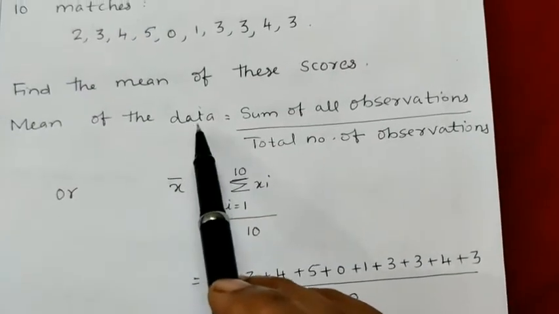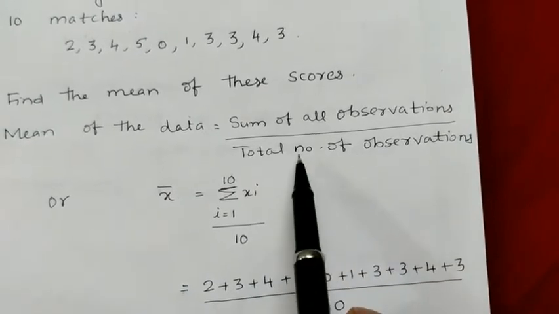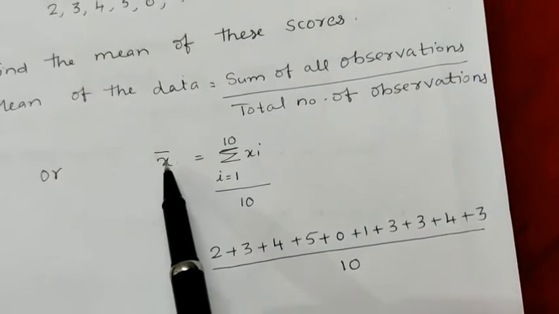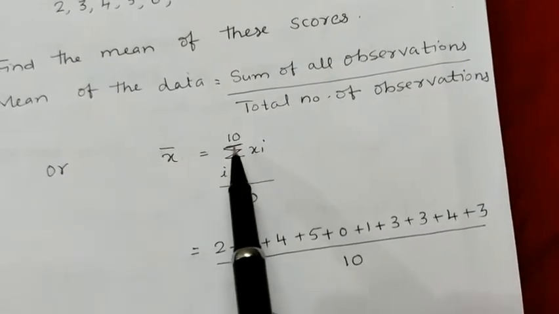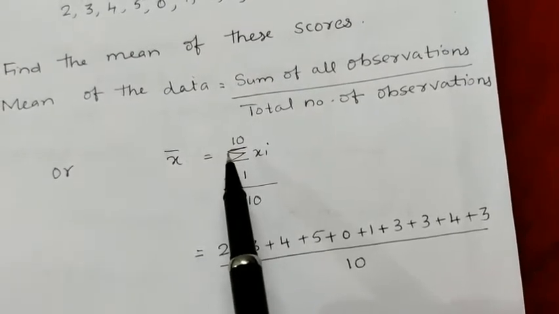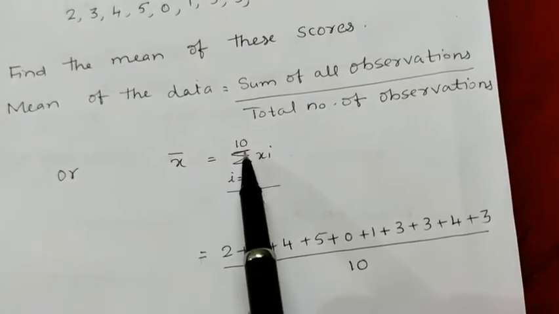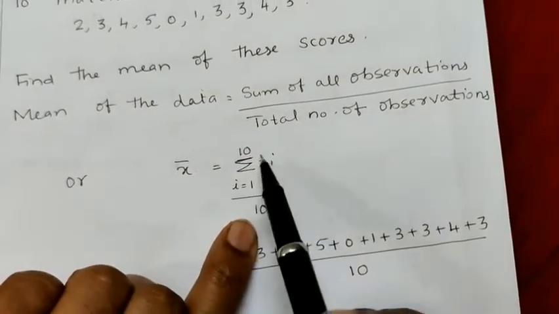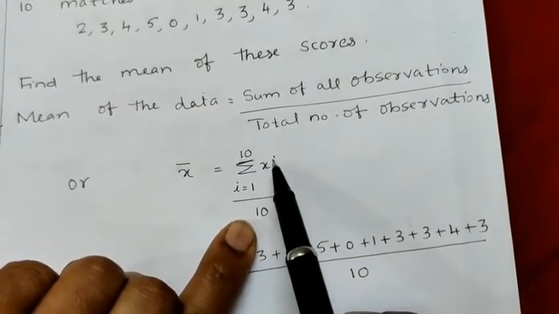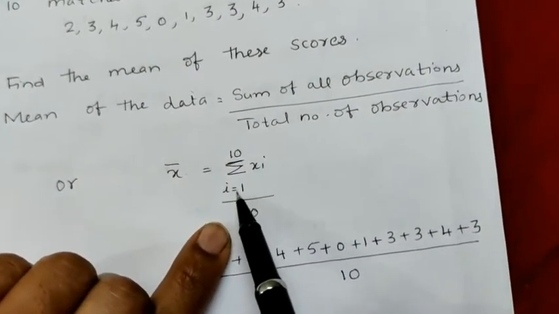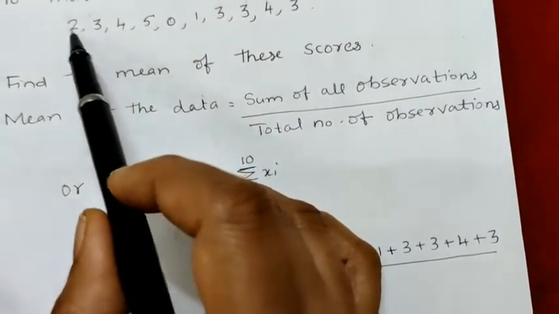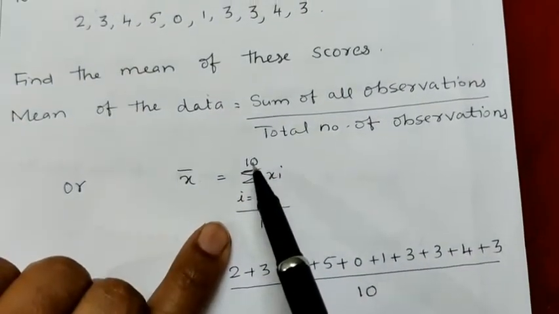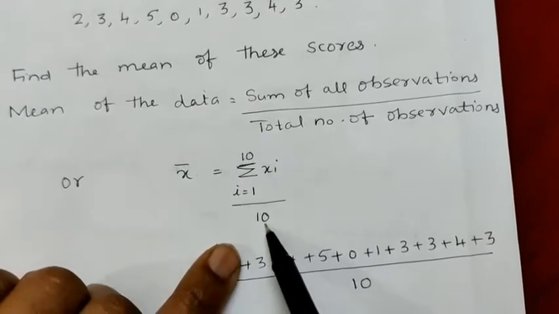So mean of the data is equal to the sum of all observations divided by the total number of observations. Or by symbol we can represent the mean as x bar, that is equal to, this is a Greek symbol, this is called sigma. This is used for summation. So we can write the symbol as summation of xi, that is all observations where i varies from 1 to 10. Here observations 1, 2, 3, 4, 5, 6, 7, 8, 9, 10. So here i varies from 1 to 10, divided by the total number of observations.